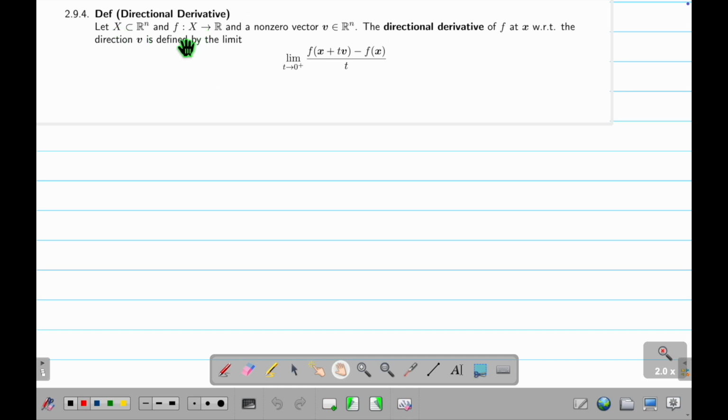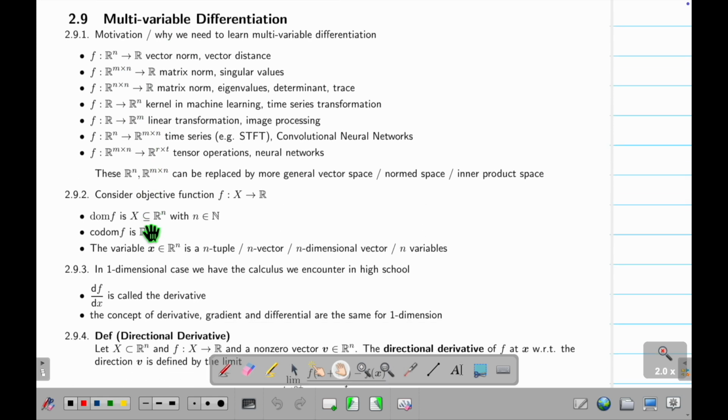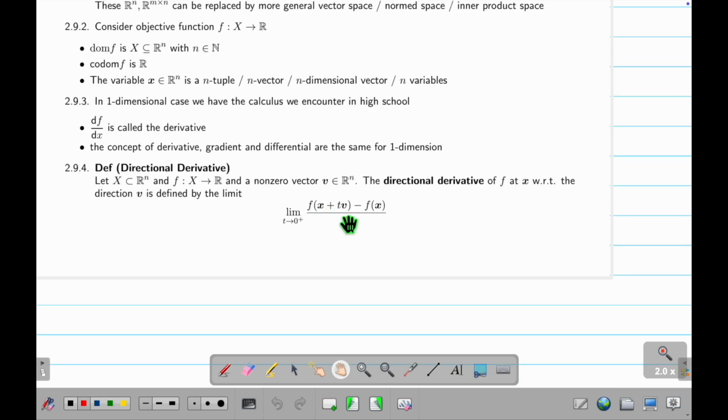We have a function f from X to R. What is this X? X can be anything here, but for simplicity, I just consider R^n. The directional derivative of f at x, where x is a particular point, with respect to the direction v is this limit. Some people use h, I always use t. So it's your function value evaluated at a new point, that means x moves along the direction v, minus the original value, divided by t.